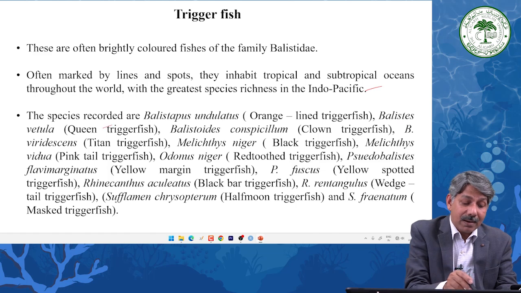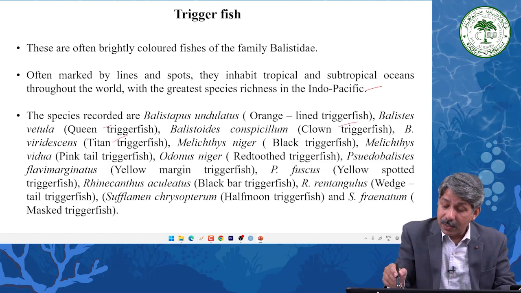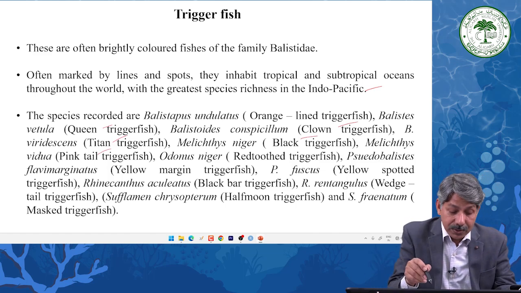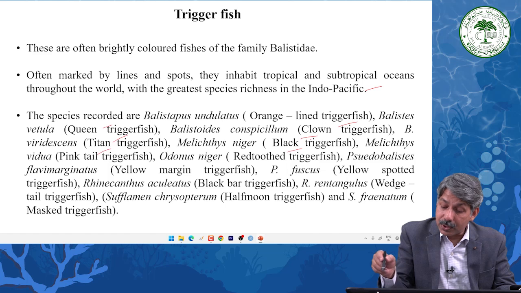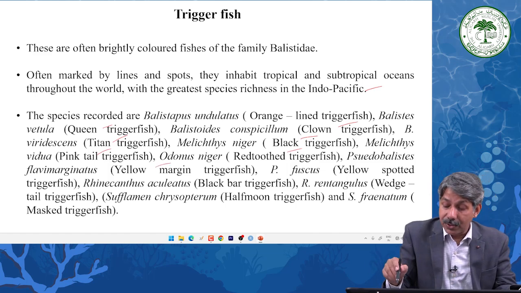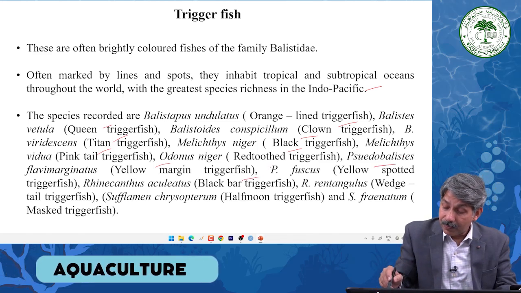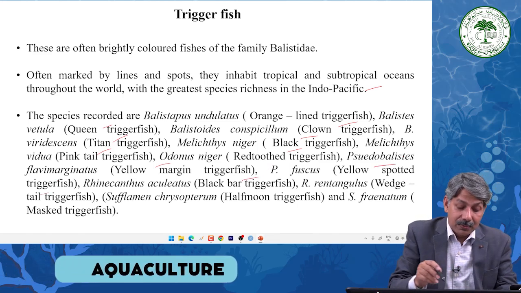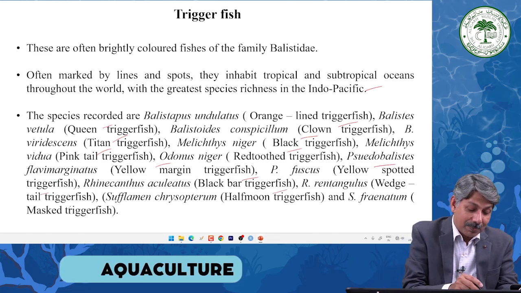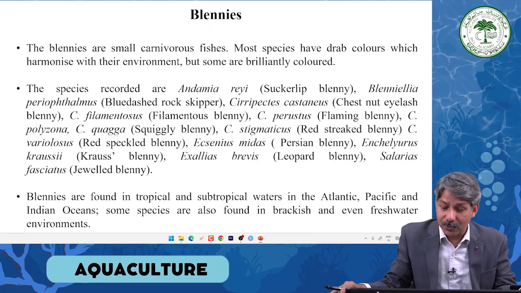Then we have queen triggerfish, we have clown triggerfish, titan triggerfish, black triggerfish, we have pink-tailed triggerfish, we have red-toothed triggerfish, then we have yellow margin triggerfish, yellow spotted triggerfish, black bar triggerfish, wedge-tailed triggerfish, then we have half-moon triggerfish and masked triggerfish, very interesting names. These are some of the photographs.